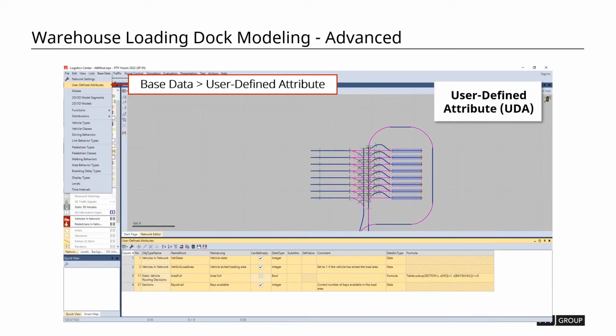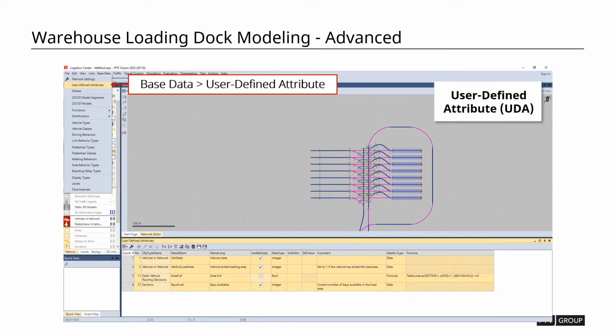In here, there are four user-defined attributes that are being defined, the first being vehicle state. This vehicle state will give you an idea on whether that vehicle has been parked, pulled into this loading dock area, or was being served and is now trying to get out of that area.